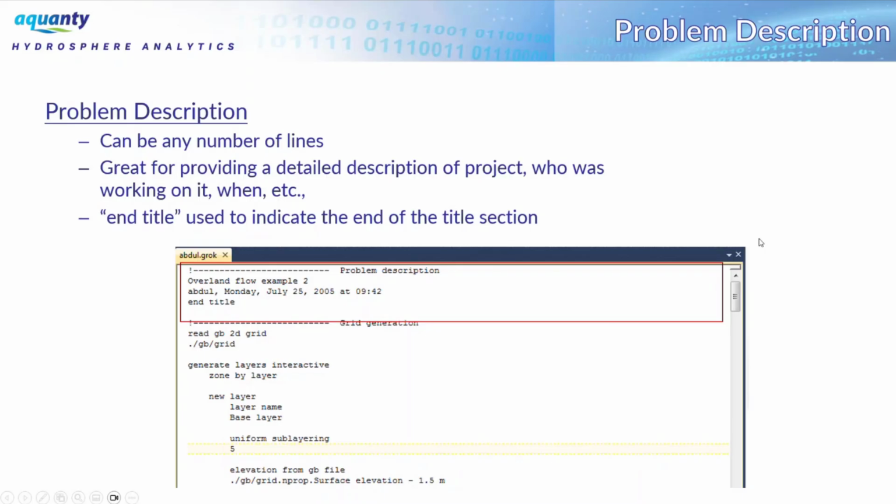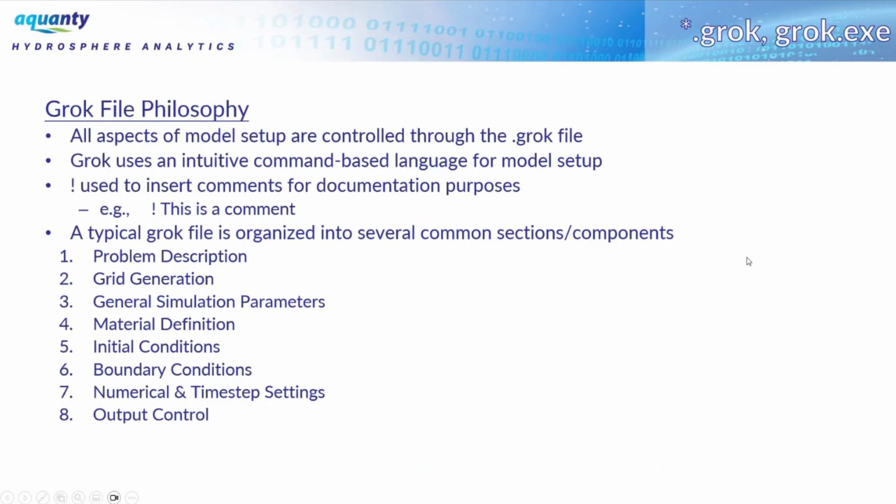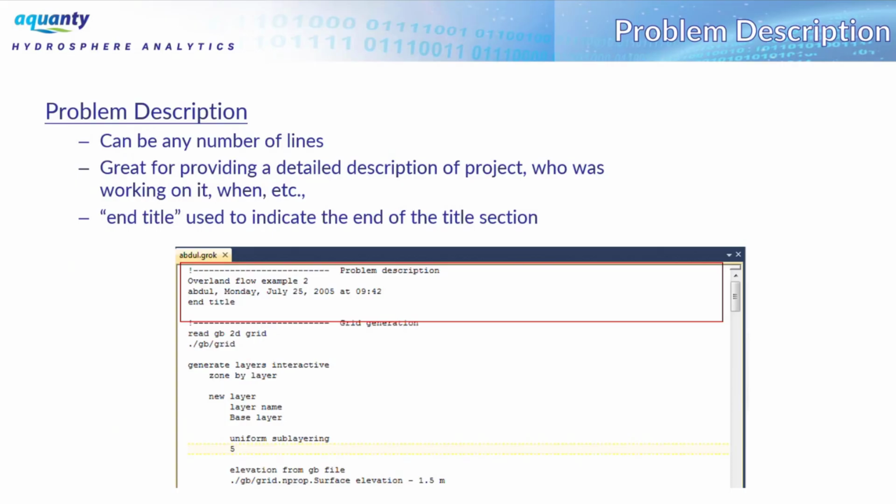One question that I often get is, is there a particular order with which I need to define the major sections of a grok file? And there are two firm rules. Your input file will always have to start with a problem description, or a project description. This can be as long or as short as you like, but it has to include at least one line of text, which is end title. Everything above end title is essentially just treated as a comment.